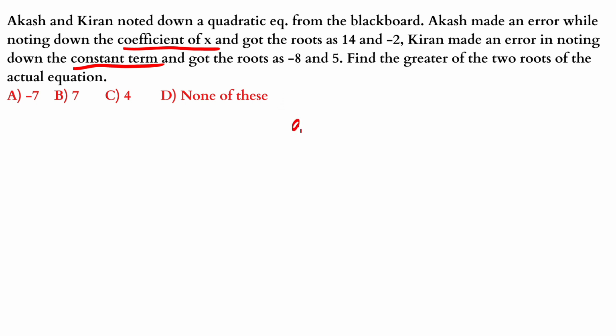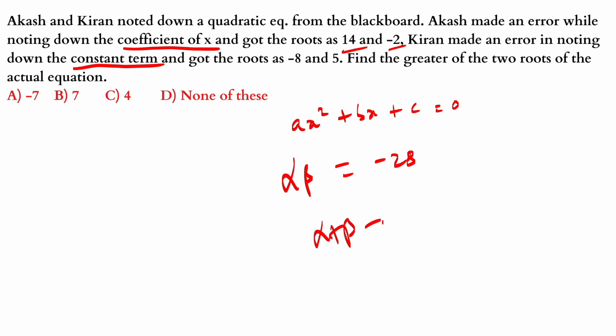So if the equation is ax square plus bx plus c equal to 0, while noting down the coefficient of x, if Akash makes an error, it won't affect the product of the roots. So what is the product of the roots? Alpha beta. Alpha beta is 14 into minus 2, which is minus 28. And what about alpha plus beta?